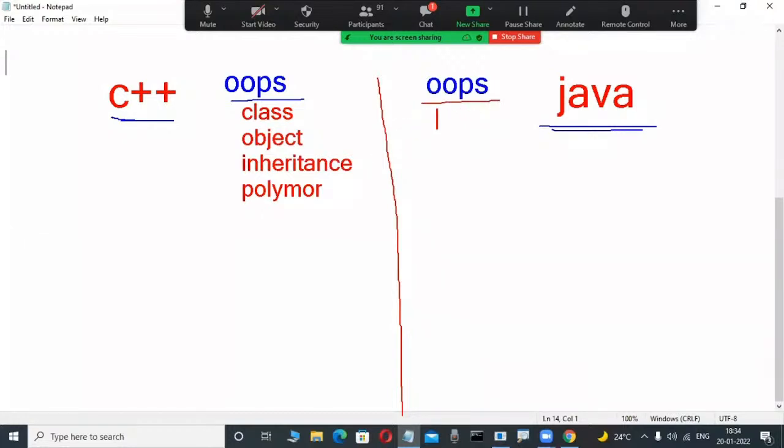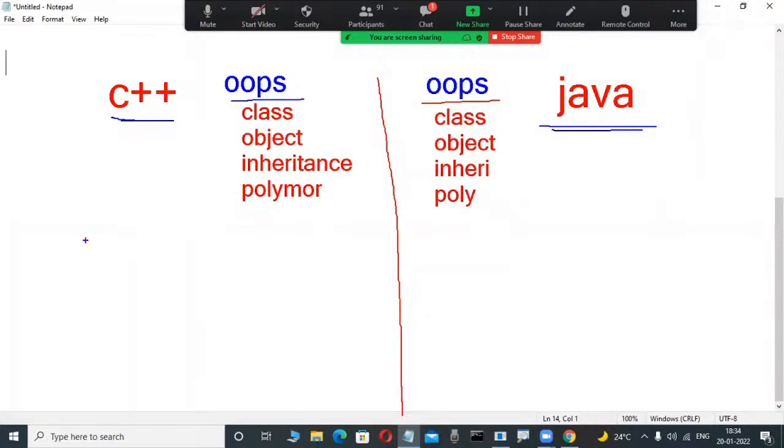OOPS concepts: what is a class, what is an object, what is inheritance, what is polymorphism. Many concepts are there. So conceptually class, object, inheritance, polymorphism are the same in C++ and Java. Conceptually, like this, encapsulation, binding and so on. Okay, but observe here.